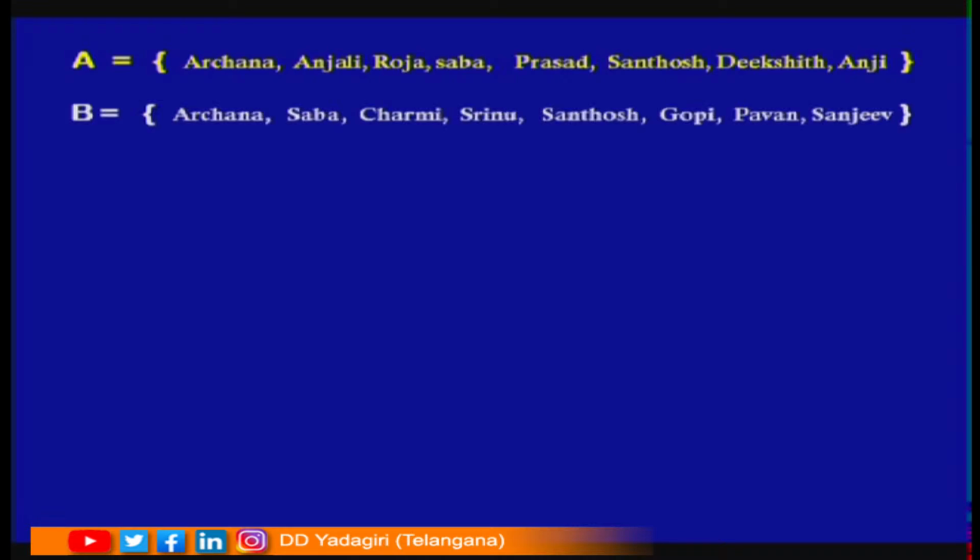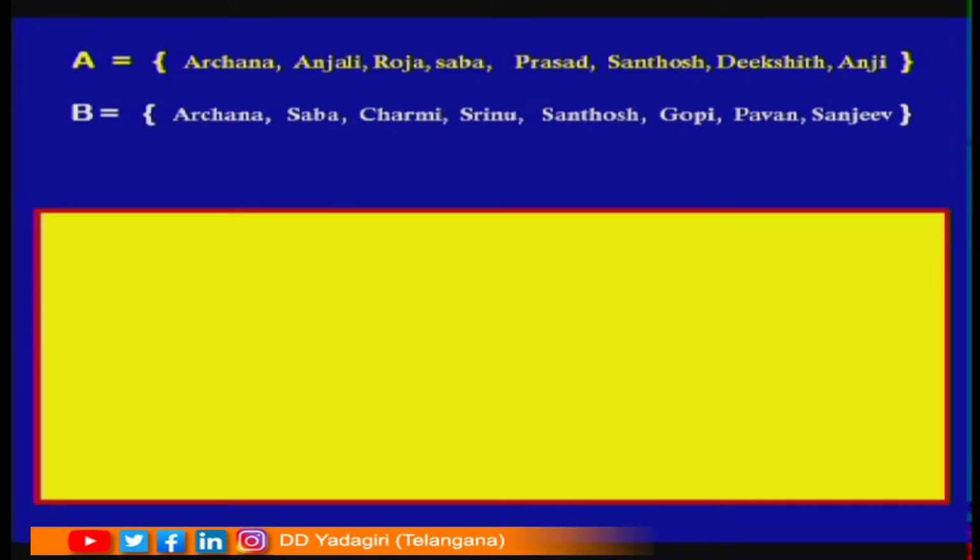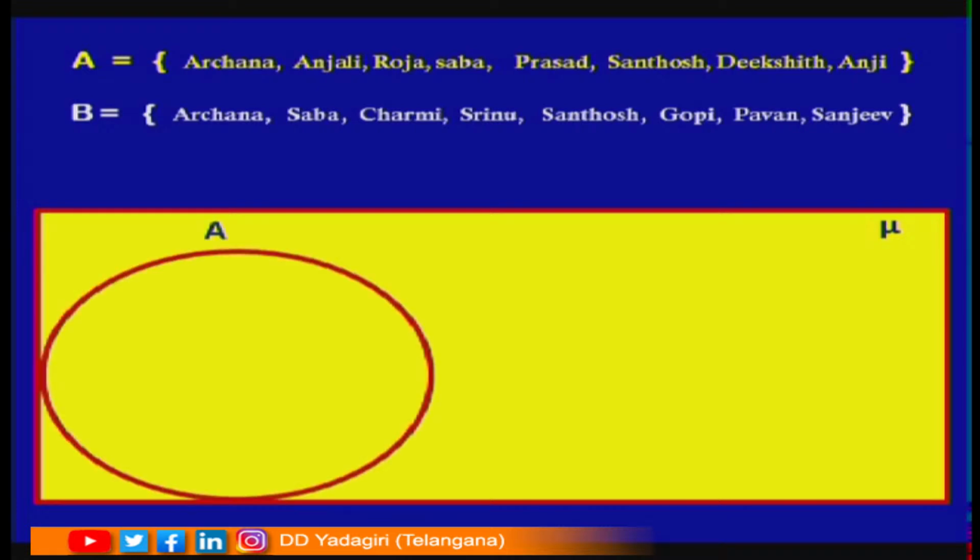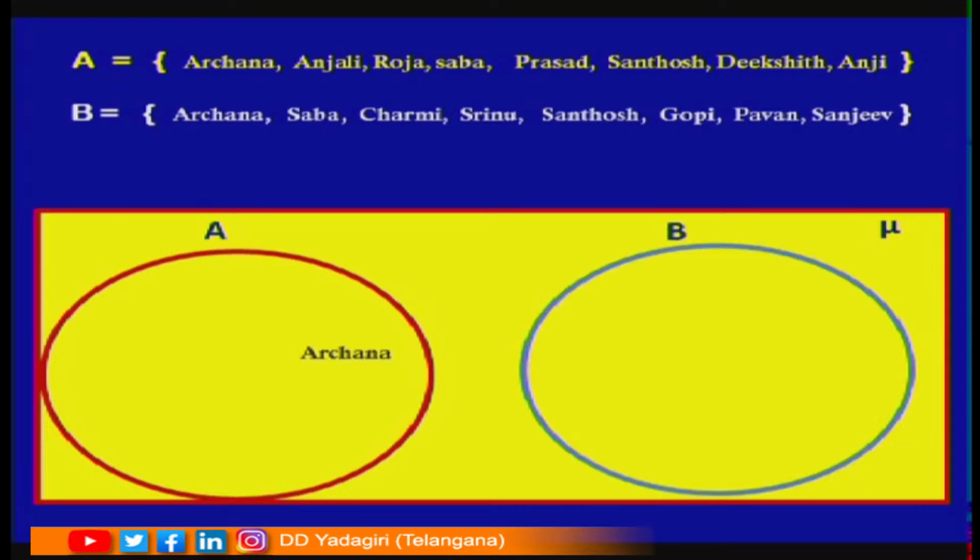Again I am representing both sets through a Venn diagram. To represent any operations of sets, first we require a universal set. Here the universal set is a class. I am taking the class of the students of a particular class. Now, set A, you see who are there in set A? Set B: Archana, Anjali, Roja, Sabha, Prasad, Santosh, Dikshit, Anji.